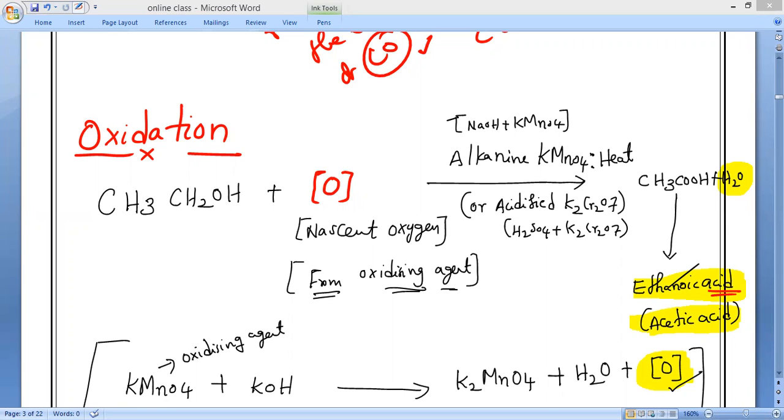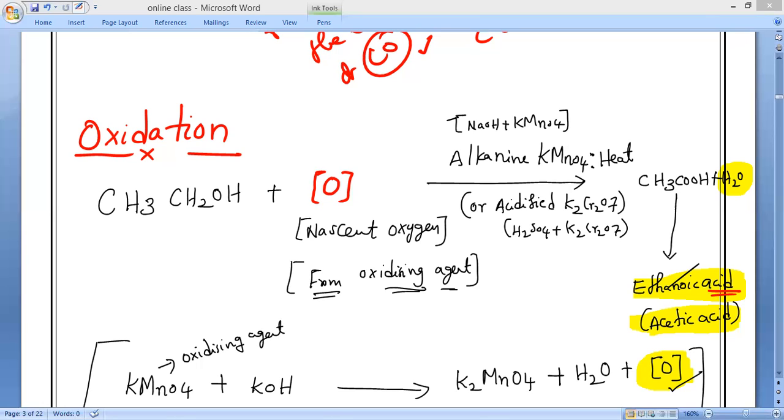It will produce what? Nascent oxygen. That is what produces acetic acid. That is what you have to remember. Our book has given both. You can take either potassium permanganate or potassium dichromate. But potassium permanganate is alkaline in nature. Potassium dichromate is acidified, meaning acidic in nature. Adding oxygen to the starting material, that is what we call an oxidizing agent. So they will produce nascent oxygen. It leads to the production of what?